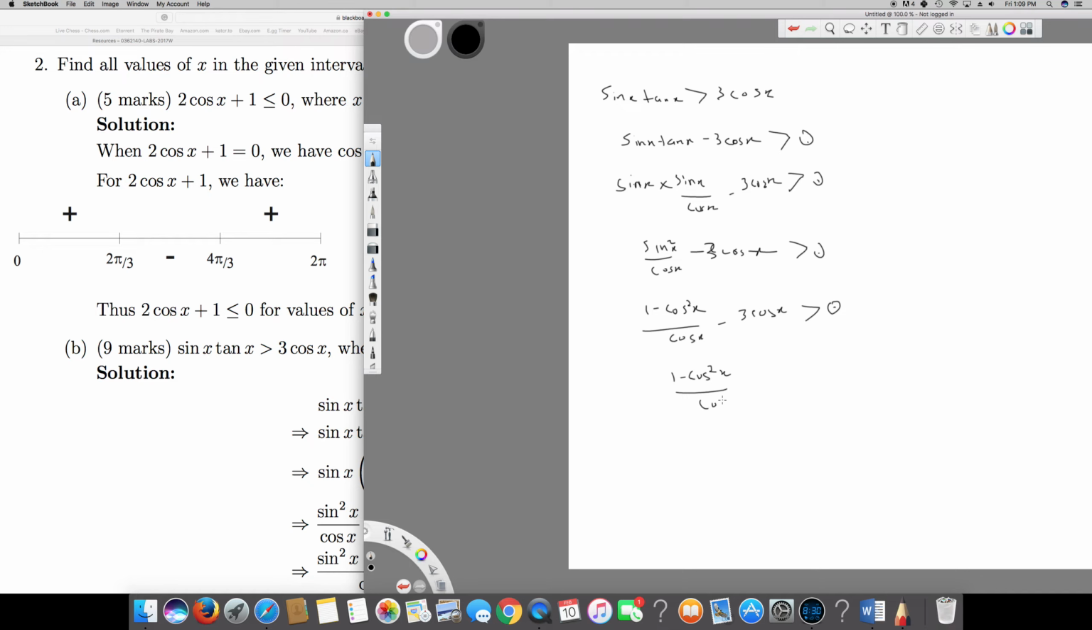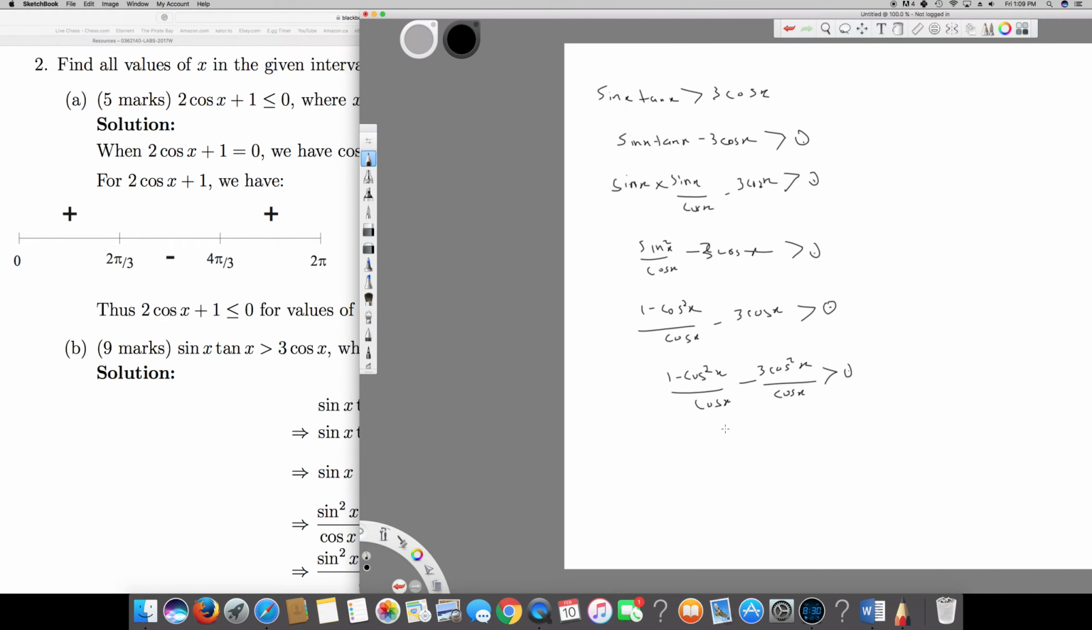over cos x minus 3 cos square x over cos x equal to 0. Now we got these values. Let's say 1 minus cos square x minus 3 cos square x over cos x, right? Cos x. So over cos x is greater than 0.